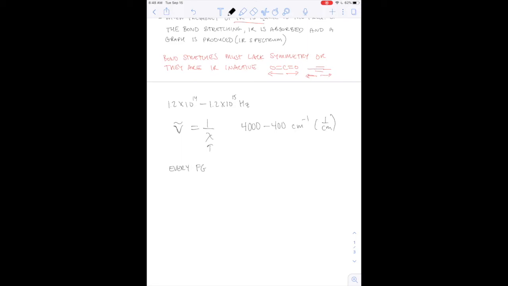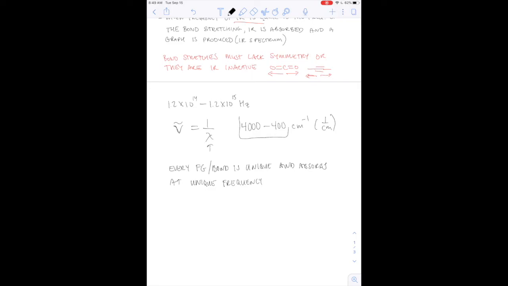So every functional group is unique, and actually every bond technically is unique and absorbs at unique frequencies, right? Every functional group or bond is unique and absorbs at unique frequencies. And so that's why we can actually use this to identify functional groups, because a carbonyl is very, very different than a CO from an alcohol, or an NH, or a CN.